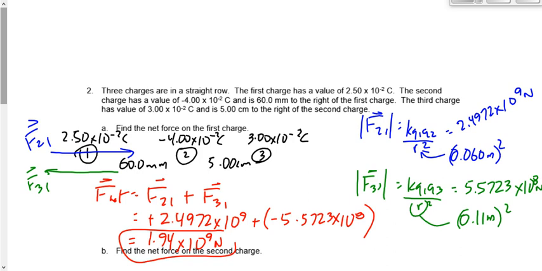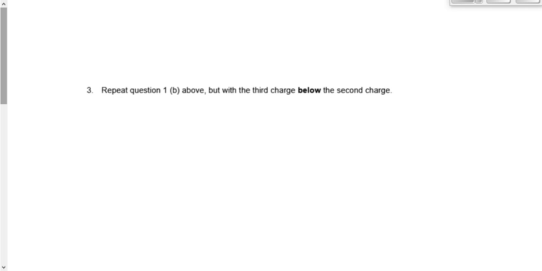Odds are we're going to see one of these on our exam. Okay, there's a very, very good chance we will. It seems like every year they put one of these three-charge, one-dimensional problems on our exam. Now, we often see one like this too, right, Carly?